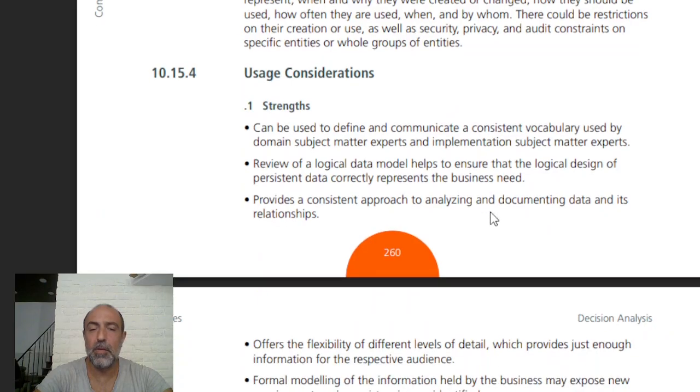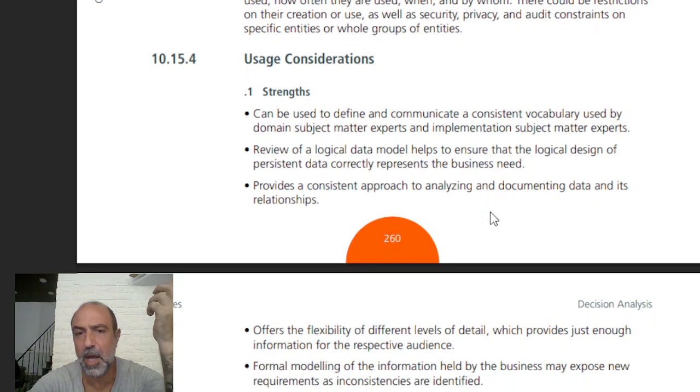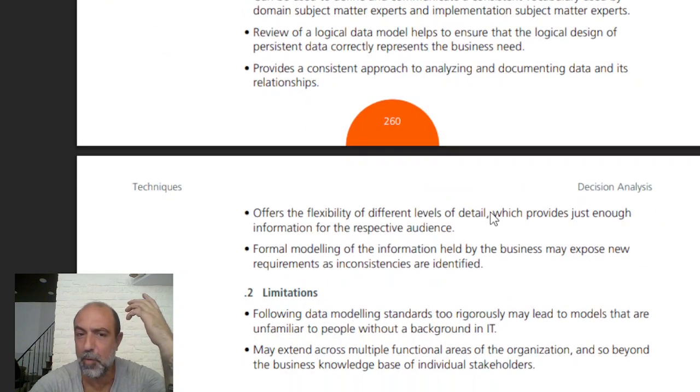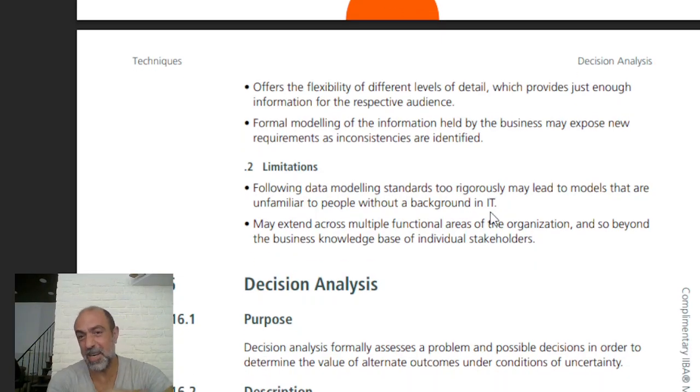And usage considerations. What are the strengths? Could be used to define and communicate consistent vocabulary used by domain subject matter experts and implementation subject matter experts. Review of a logical data model helps to ensure the logical design of persistent data correctly represents the business need, provides a consistent approach to analyzing and documenting data and its relationships, and offers flexibility of different levels of detail, which provides enough information because you're designing data models and structuring them. And you're also designing the flow among them, right?